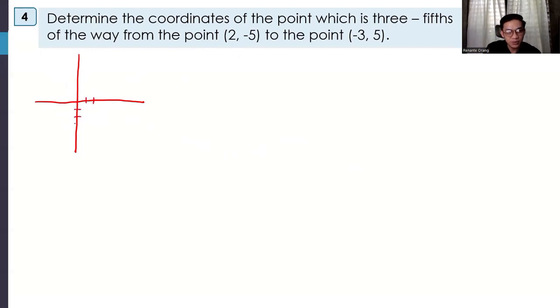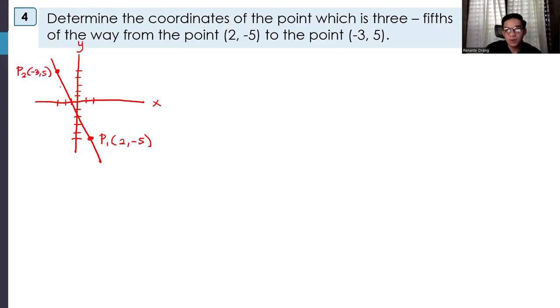So, 1, 2, 3, 4, 5. So, andito. This is our x-axis. This is our y-axis. Then, yung second point po natin is -3, 1, 2, 3, and 5. 1, 2, 3, 4, 5. So, andito banda. Then, let's draw a line. Yan siya. Yung hinahanap natin na point is 3/5 daw from our point 1, ito, 2, -5, papunta kay point 2, which is -3 and 5.